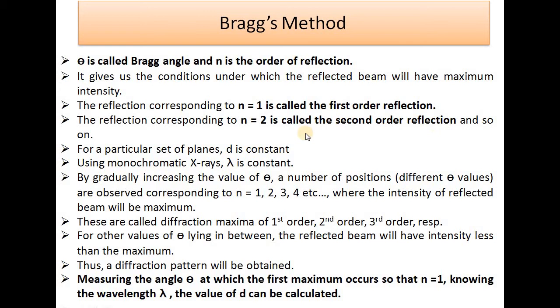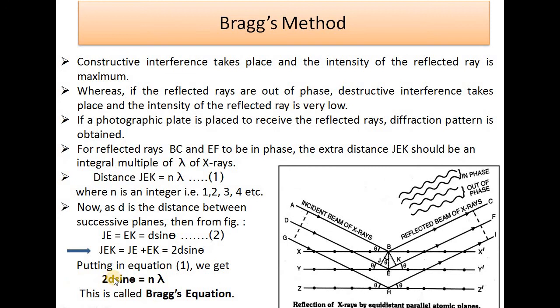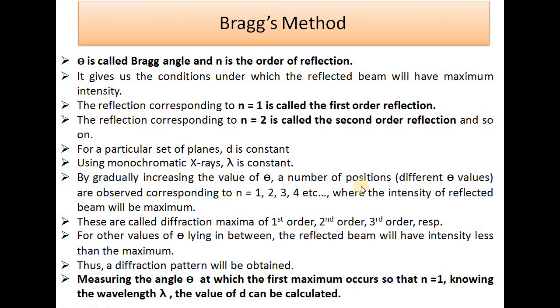Now, if we talk about a particular set of planes, d will be constant. And if we are using monochromatic X-rays, then lambda is also constant. So by increasing the value of theta and substituting in this equation, we will get a number of theta values corresponding to n equal to 1, 2, 3, 4, where the intensity of the reflected beam is maximum. These positions correspond to diffraction maxima of first order, second order, third order, fourth order, respectively. So corresponding to n equal to 1, we get first order diffraction maxima; n equal to 2, second order diffraction maxima; n equal to 3, third order diffraction maxima, and so on. Corresponding to these particular values, we get diffraction maxima.